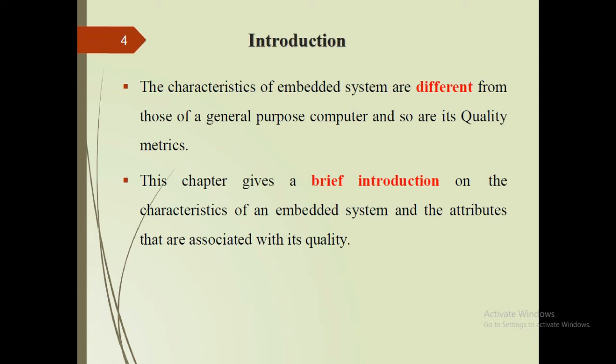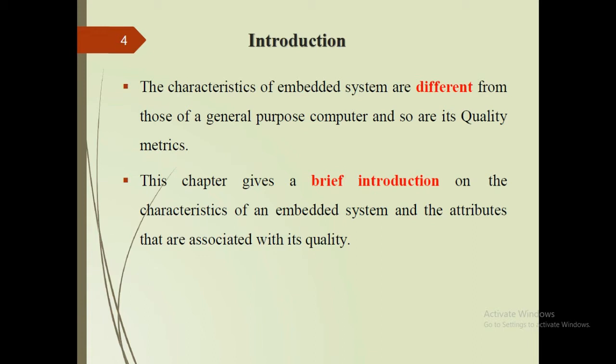The characteristics of embedded systems are different from those of general purpose computers, and so are their quality metrics. There is a big difference between an embedded system and a general purpose computer. Embedded systems are designed for a specific task. With a washing machine, you can only wash your clothes. It cannot be used as a microwave. Whereas a general purpose computer you can use in many ways.